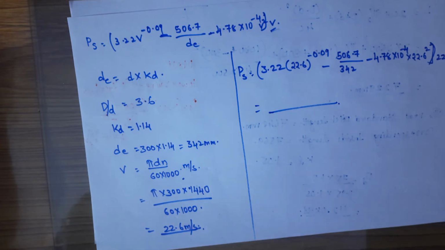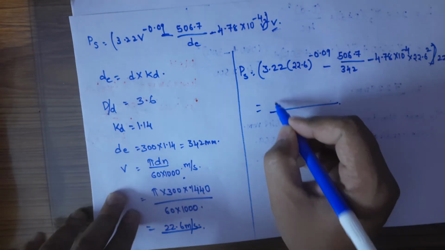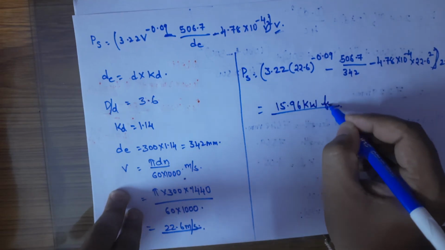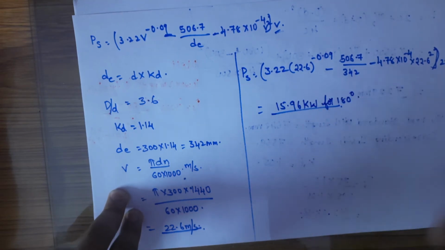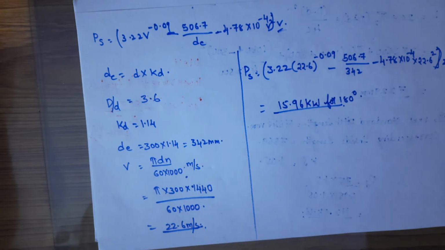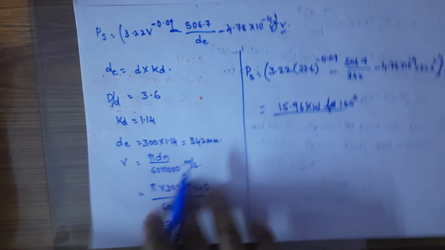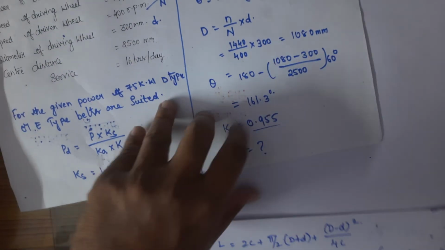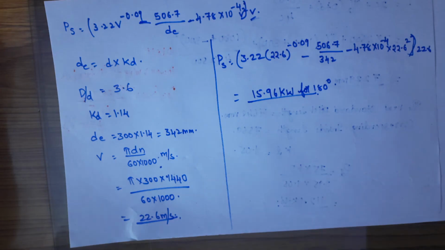Okay, so I have got an answer of 15.96 kilowatts, that is for 180 degrees of arc of contact. Okay, so that I have got. But the arc of contact value that we have got is 161.3. Okay, so we have to do the calculations for 161.3 degrees.